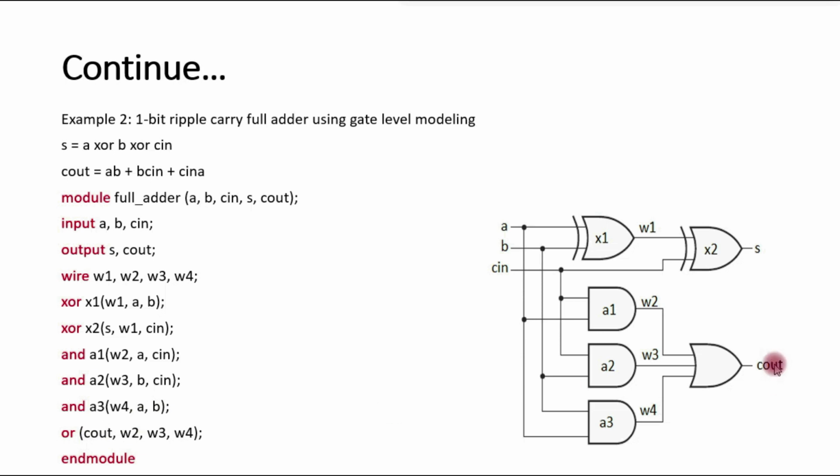And finally C out is OR function of W2, W3 and W4. So OR function, that is OR logic, output will be C out, inputs are W2, W3, W4, and endmodule. So this program is showing the Verilog program for 1-bit triple carry full adder using gate level.